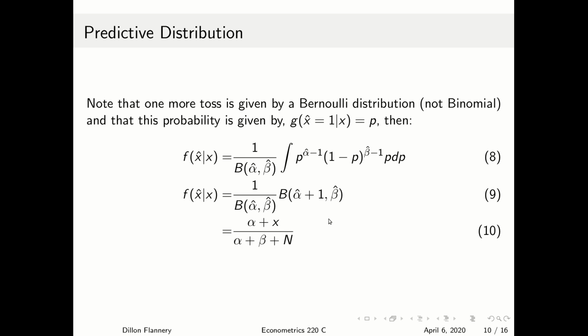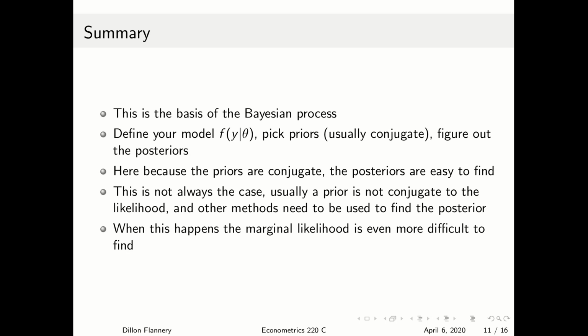And you have a ratio of your priors. So you have priors and what you've actually observed. That's pretty much how every Bayesian predictive distribution will be. Every Bayesian update will be some weight of your prior and some weight of the data. So this is basically the basis of the Bayesian process.